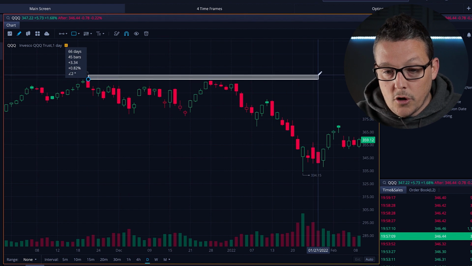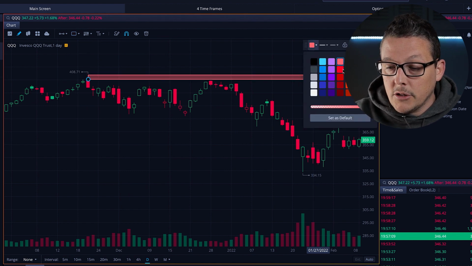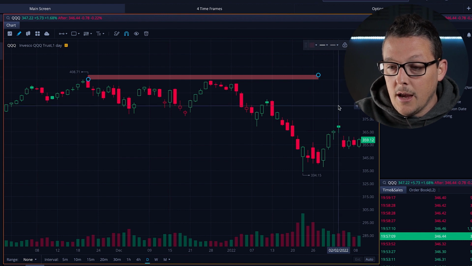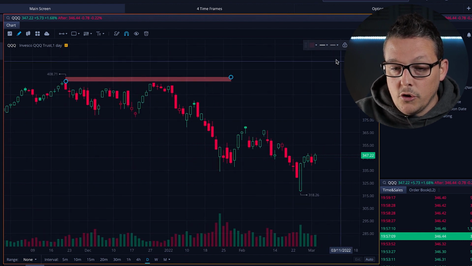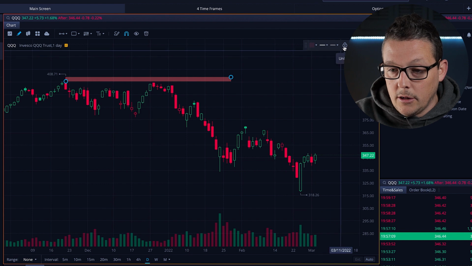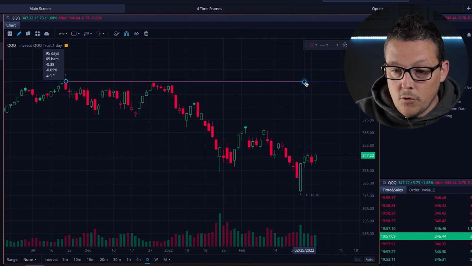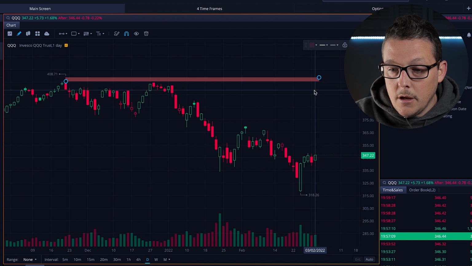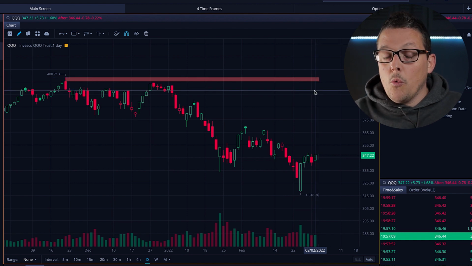I would draw this across. I would make this the color red. I like to just make it a little bit faint, and then I would lock it. And what we could do, now that I can see this, I'm going to bring it out a little bit, unlock it so I can move it. That would be my supply zone on a 1 hour time frame.